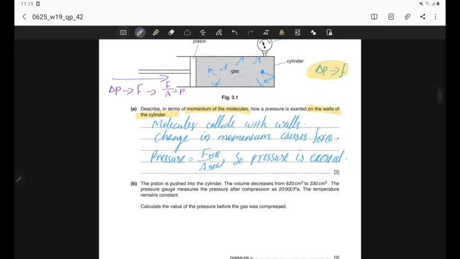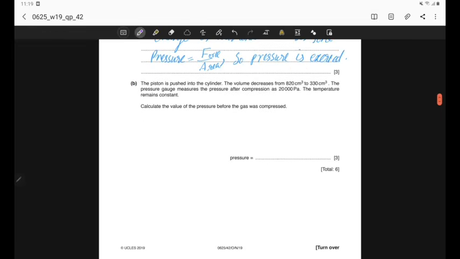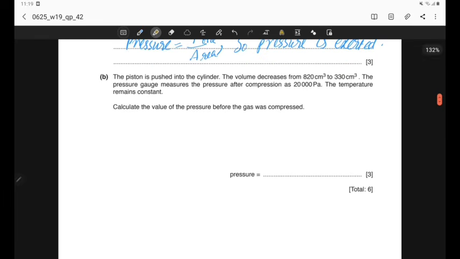And this is also a frequently asked question. Part B. The piston is pushed into the cylinder. The volume decreases from 820 cm cube to 330 cm cube. The pressure gauge measures the pressure after compression as 20,000 Pascal. The temperature remains constant. Calculate the value of pressure before the gas was compressed.